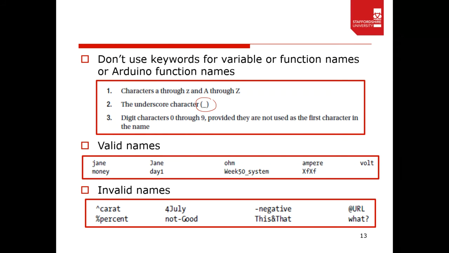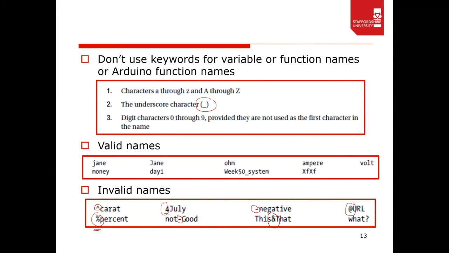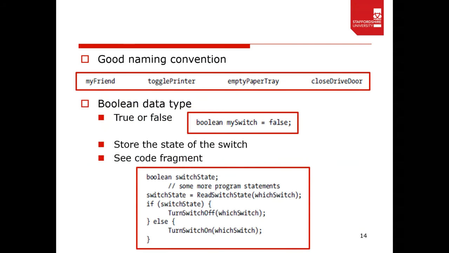And these are invalid names. This one's invalid because it's got this at the front. This is invalid because it's got the percentage sign at the front. This is invalid because it starts with a 4. This is not good because it's got the dash. This has got a negative. This has got the ampersand. This has got the at. And this has got a question mark. So they're not good.